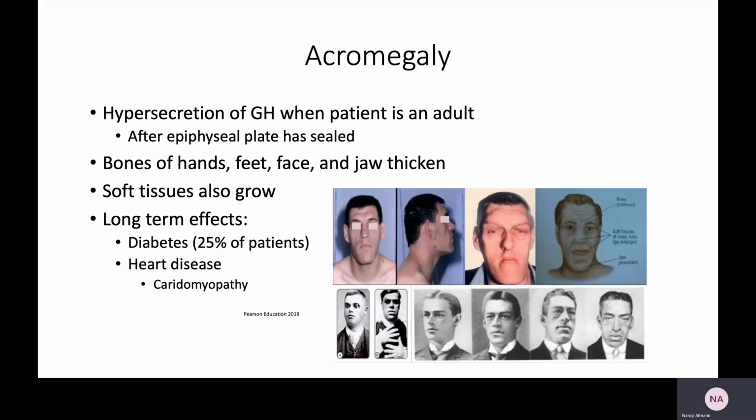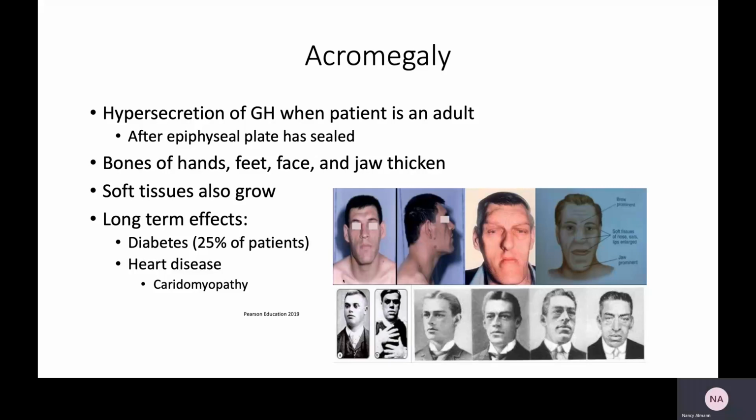Acromegaly is hypersecretion of growth hormone after the growth plate has sealed. Bones of the hand, the feet, the face, and the jaw thicken. Soft tissues will also grow. And there are long-term effects, which include about a quarter of the patients ending up with diabetes. And also you're going to have cardiomyopathy.